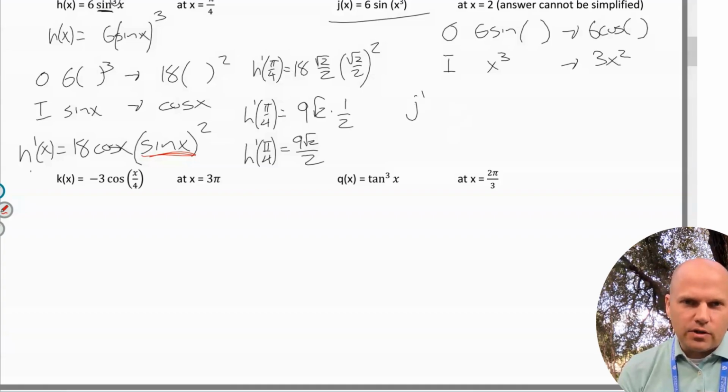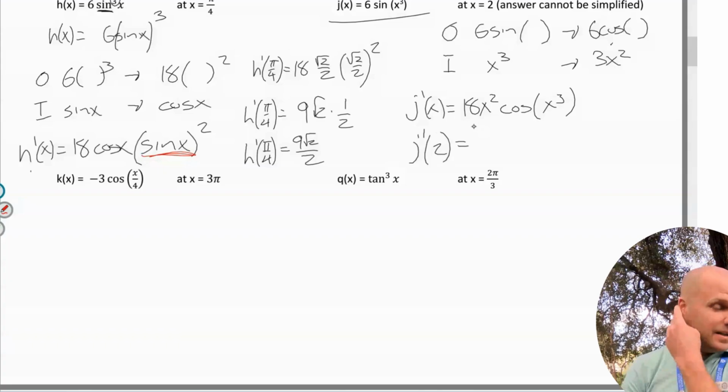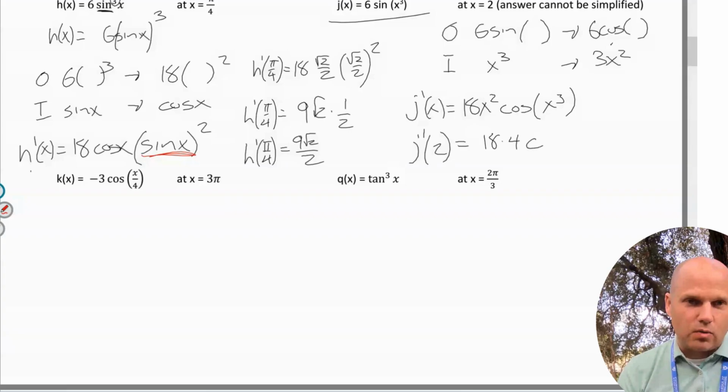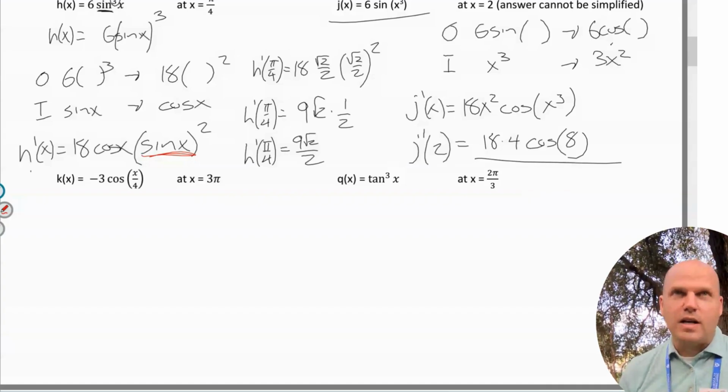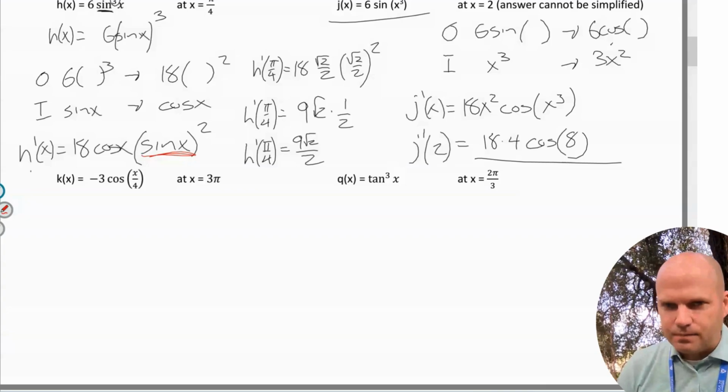I said the answer cannot be simplified. It's for a very good reason, because watch. The slope equation, therefore, is going to be, I'm going to move things around in any order that I want, 18 x squared cosine x cubed. And I'm going to plug in 2. I'm literally not going to do this. 18 times 4 times the cosine of 8. You do not know what the cosine of 8 is. Think of this as free response. Free response, you don't need to simplify. So we're good.